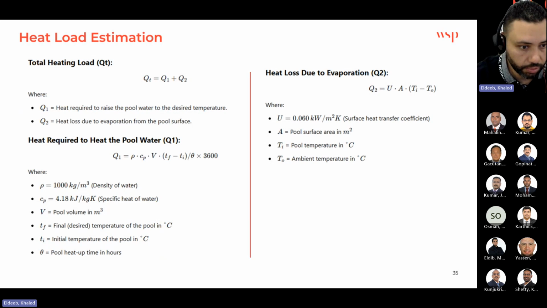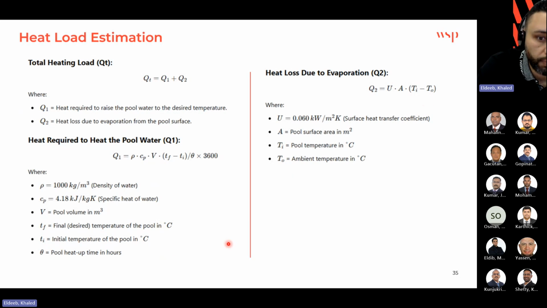And Q2, the heat losses due to evaporation from the pool. So we have Q1 here, m Cp delta T, the famous one, but it's itemized to make it clear for everyone how to substitute in this formula. And here we have the heat losses due to evaporation, U A delta T.